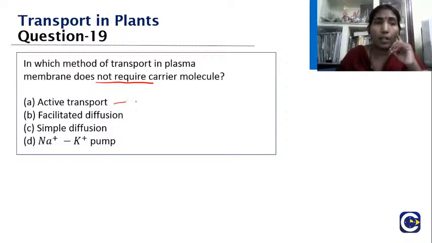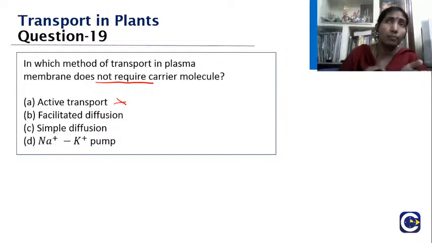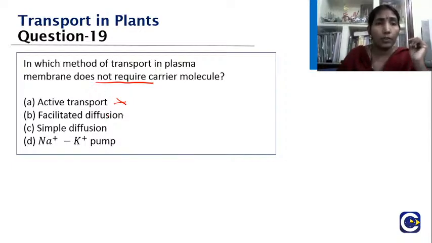See, active transport, as I already said, is a movement of molecules or ions from a region of lower concentration to higher concentration through a carrier protein, and it requires ATP. So this will not be our answer. What about facilitated diffusion? It is a type of passive transport where molecules move from a region of higher concentration to lower concentration through a carrier protein. So this will also not fit.